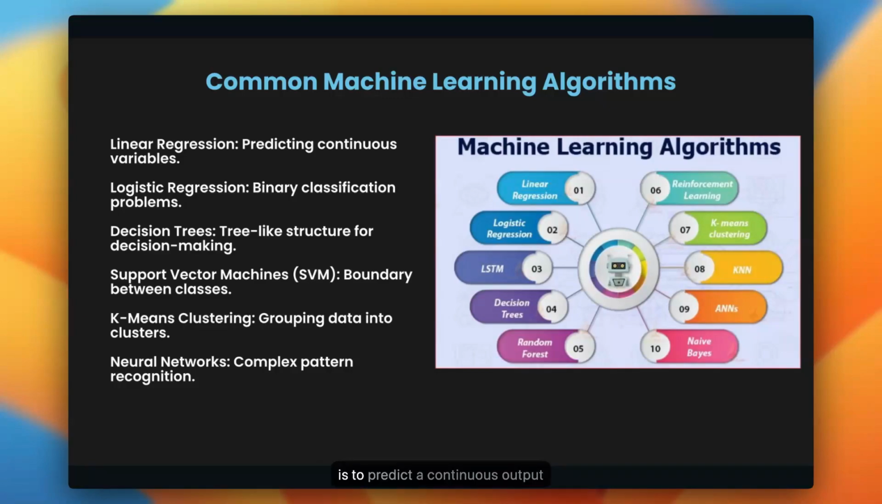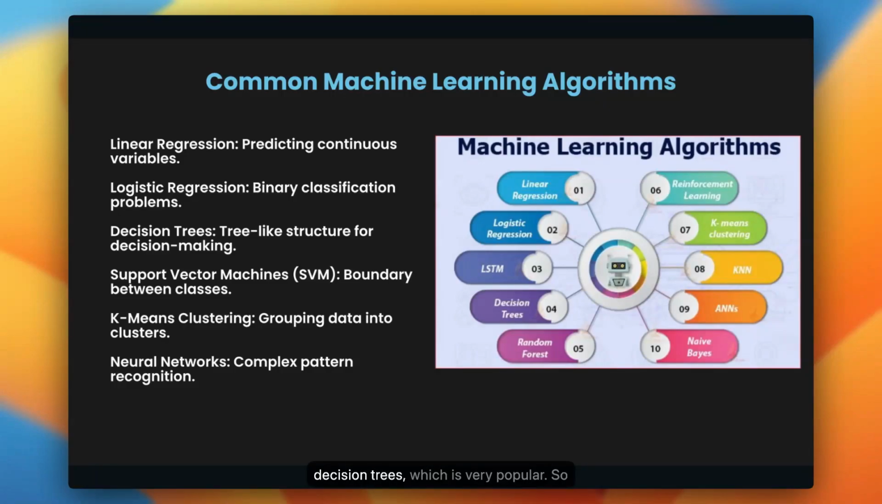Basically, its purpose is to predict a continuous output variable based on one or more input variables, and predicting sales based on advertising spend is one of the examples. The next one is logistic regression. So its purpose is to be used for binary classification problems, such as determining whether a transaction is fraudulent or not.